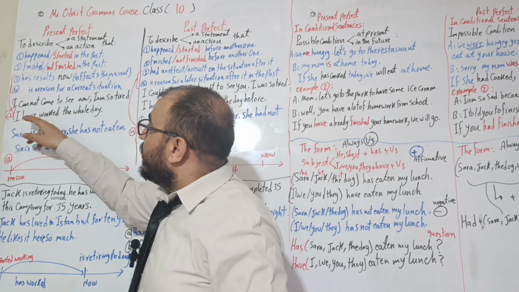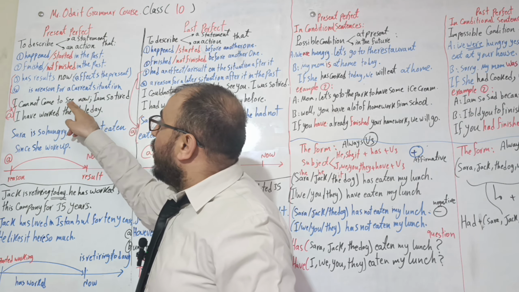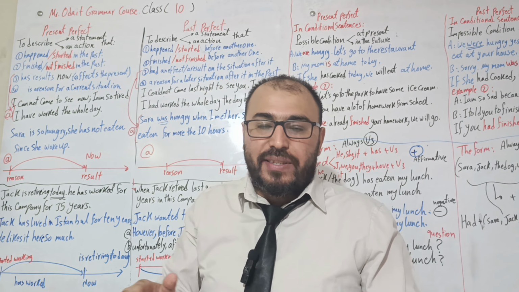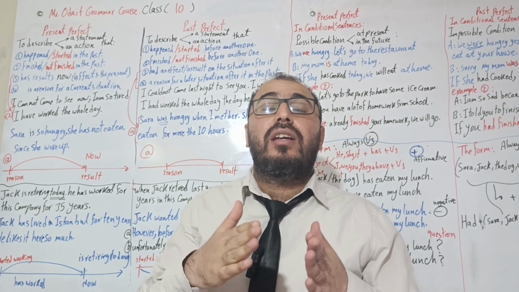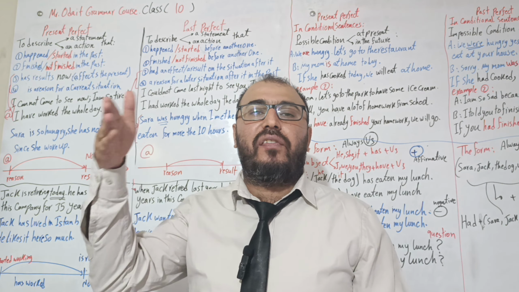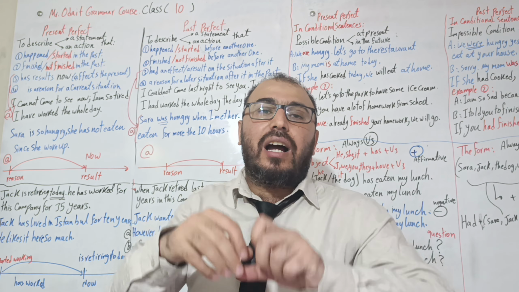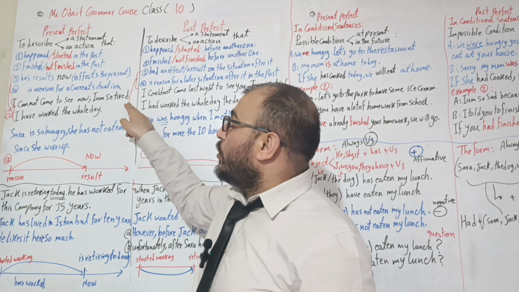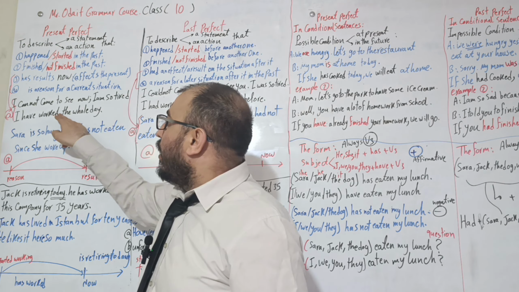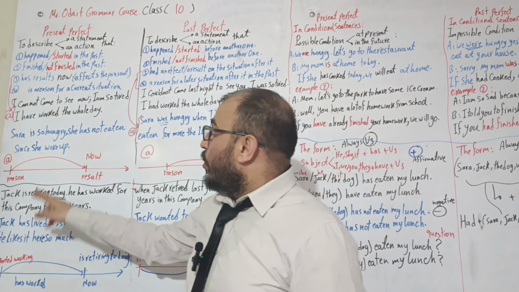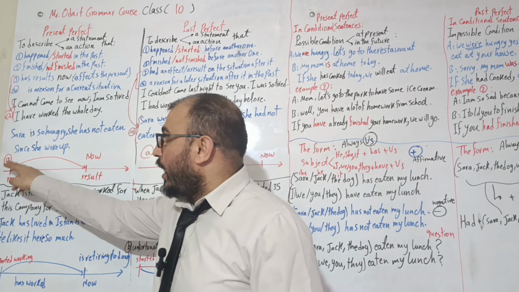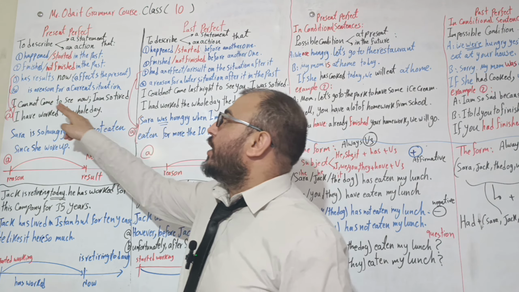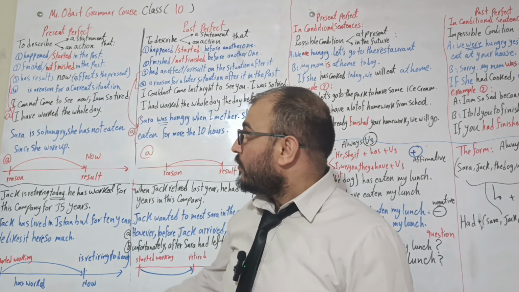Here, my friends, we say, I can't come to see you now. Why? This is a result now. But what was the thing that affected the present so that I can't see you now? I am so tired. What happened? I have worked the whole day. So I have worked the whole day in the past. So the result is I am tired and I cannot see you now.